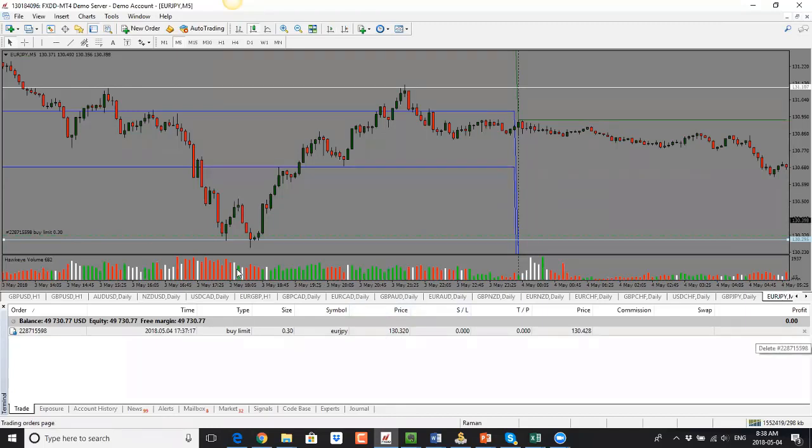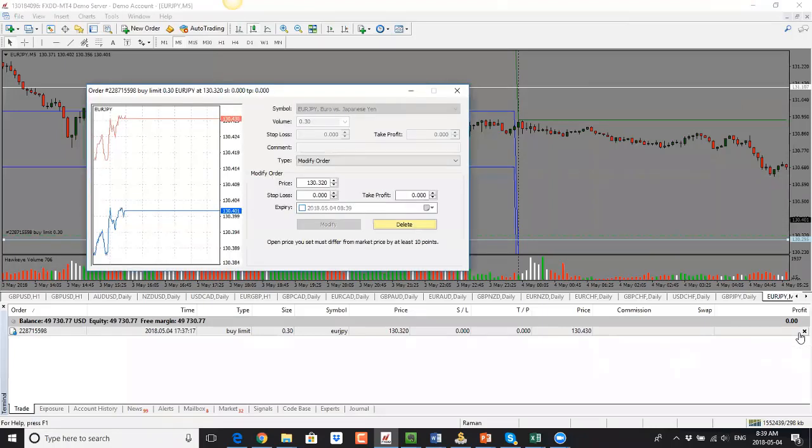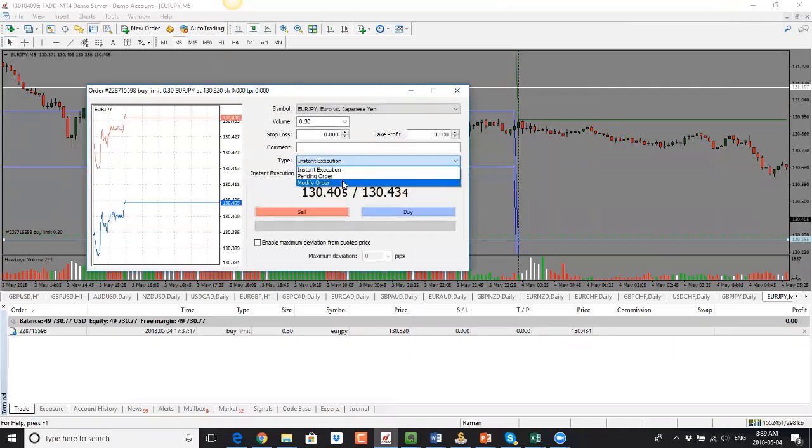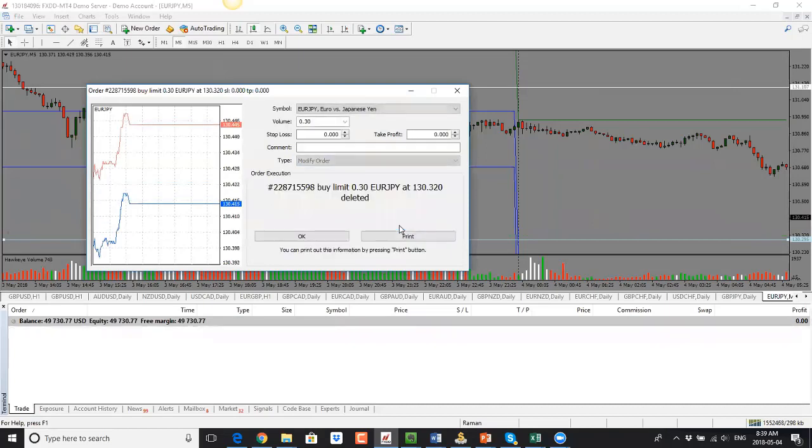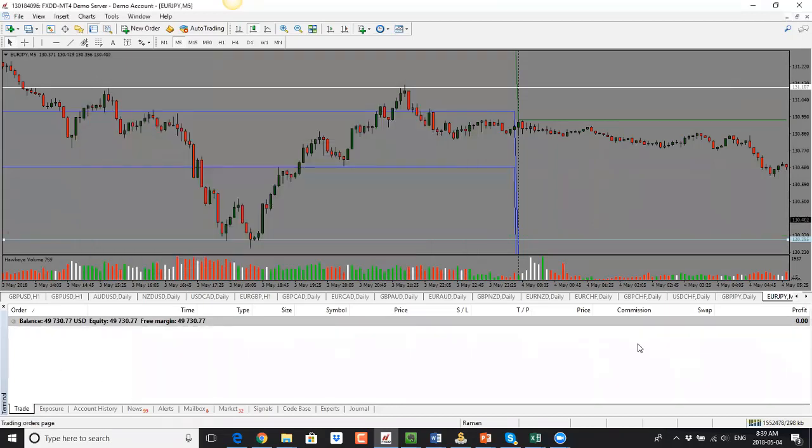And you can always, let's say price has gone away and now your technical analysis has changed because things have changed. You can always go in here and click on this X that will delete your order. So once you do that, it will bring it up, and then you just go modify order and you click on delete. And as you can see, there's no order left here anymore. So that's your buy limit.